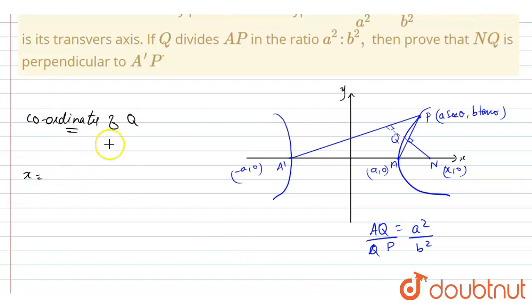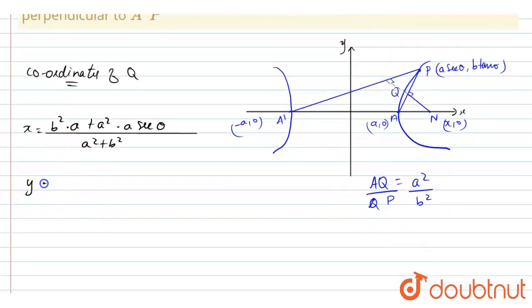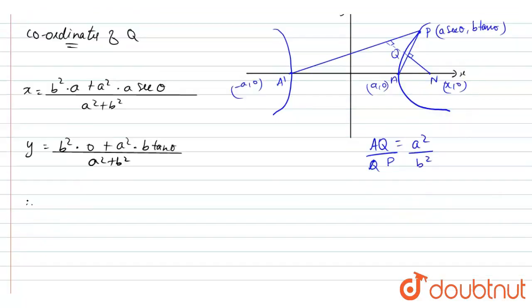The value of x equals, using the section formula, (b squared into a plus a squared into a secant theta) divided by (a squared plus b squared). And y equals (b squared into 0 plus a squared into b tan theta) divided by (a squared plus b squared). Therefore x equals (a b squared plus a cubed secant theta) divided by (a squared plus b squared), and y equals a squared b tan theta divided by (a squared plus b squared).